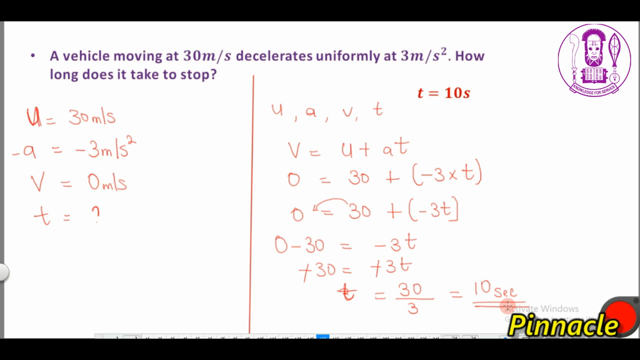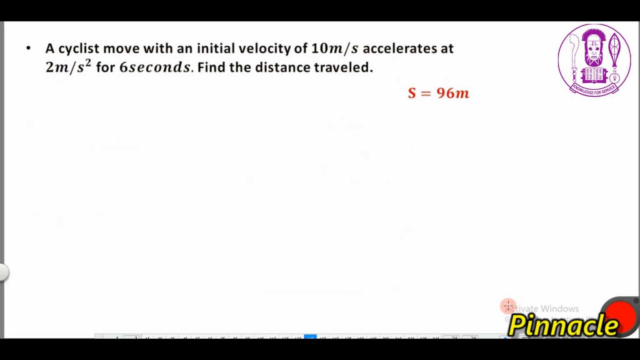Let's look at the next question that we have here. A cyclist moving with an initial velocity of 10 meters per second accelerates at 2 meters per second square for 6 seconds. Find the distance traveled. The answer given is distance is equal to 96 meters. So let's solve to see if our answer will be correct.